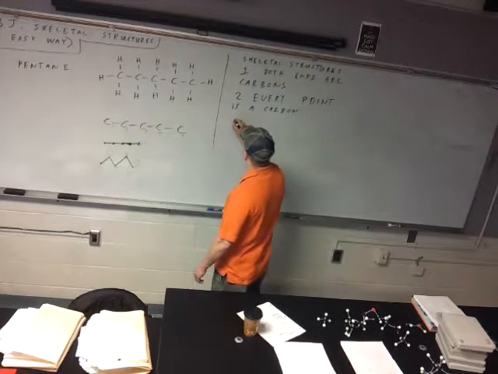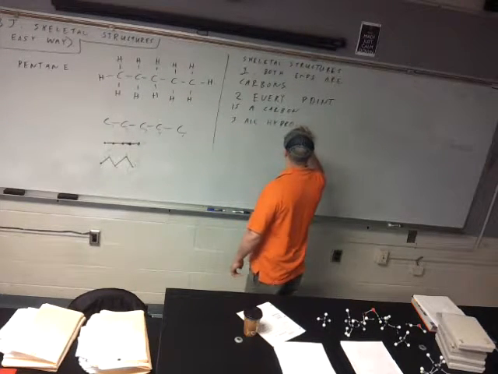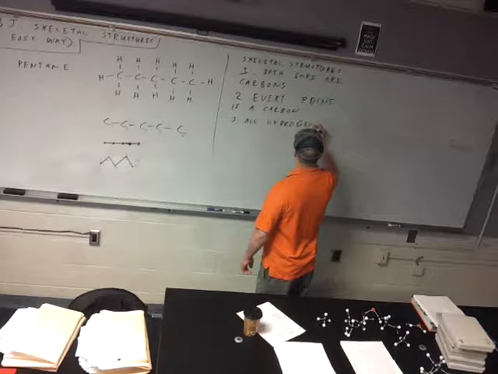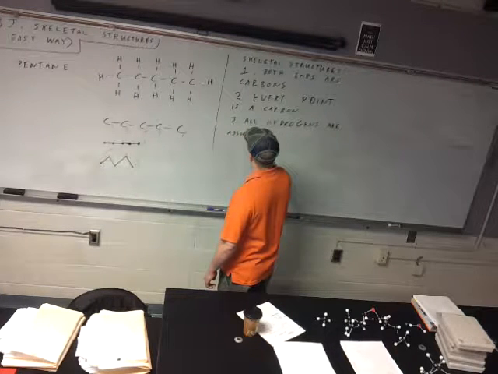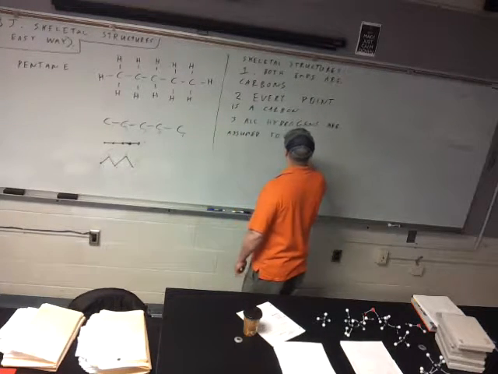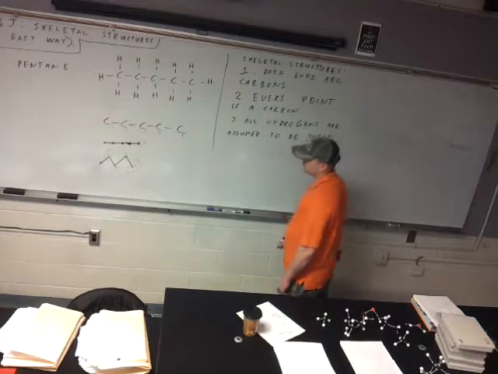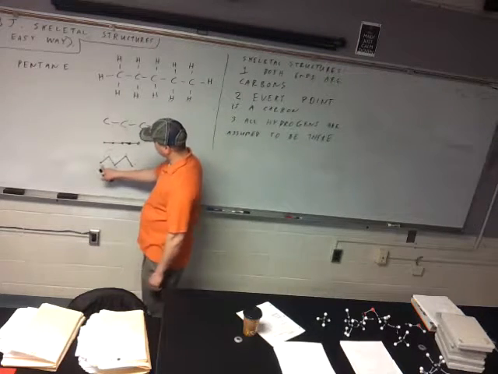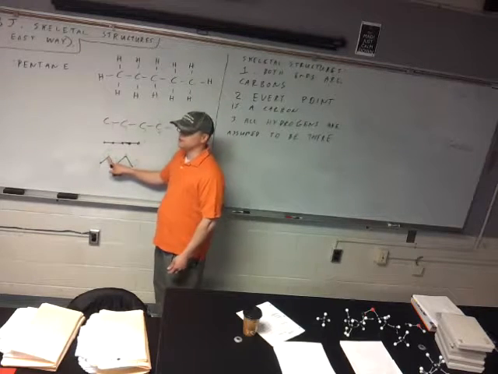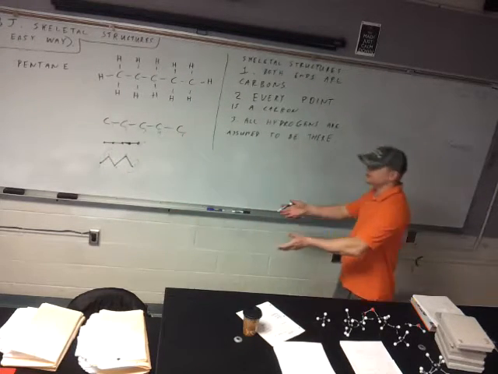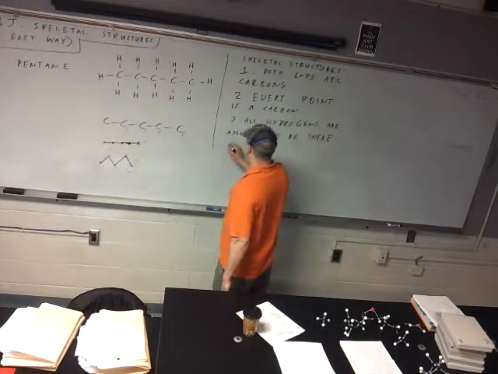Rule number 3. All hydrogens are assumed to be there. So down here on my pentane, carbon number 1 has 3 hydrogens on it. I'm not writing them because I know they're there. Carbon number 2 has 2 hydrogens on it. I know they're there, so I'm not writing them in. They're still there, I'm just not drawing them because I know there's 3 hydrogens here.